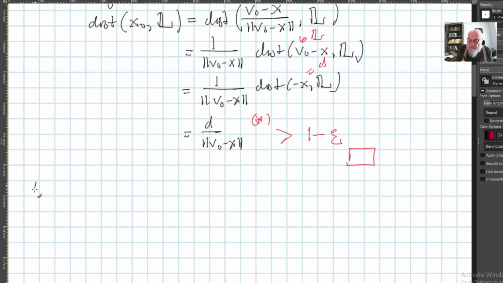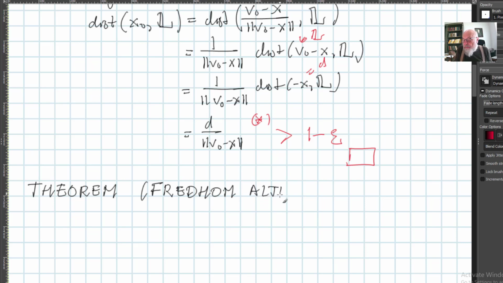So, once we got that one, we can now formulate the Fredholm alternative. So let's say like this, theorem. This is our first main theorem. We call it Fredholm alternative. I will explain why it is called alternative and why it is called Fredholm.